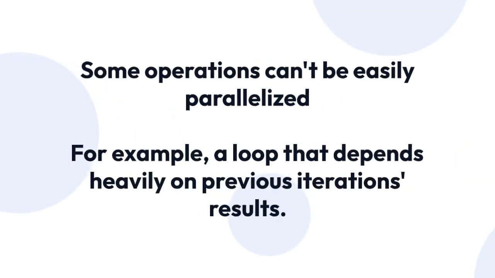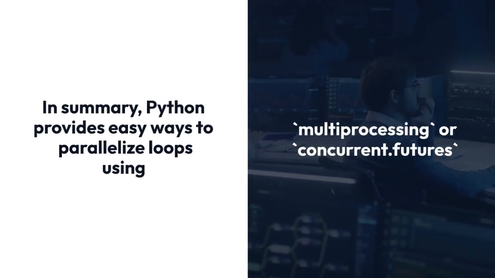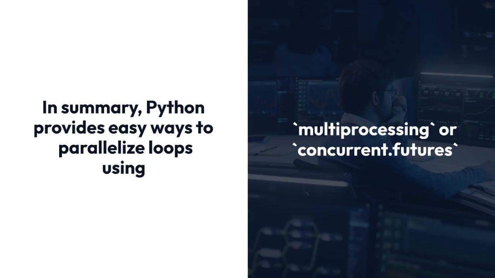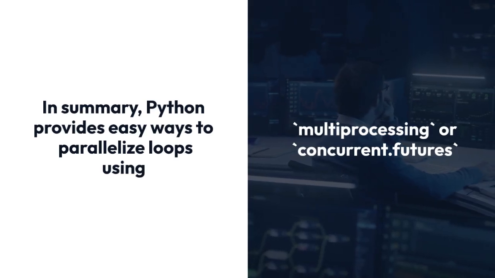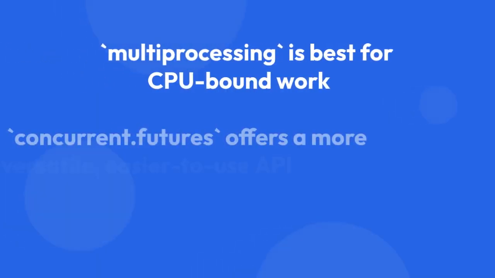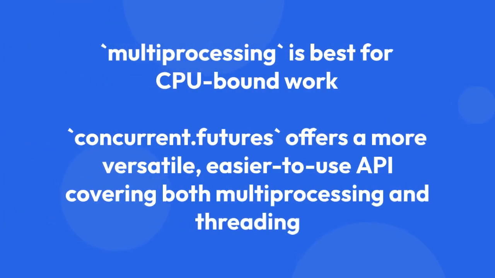Finally, some operations can't be easily parallelized. For example, a loop that depends heavily on previous iterations' results. In summary, Python provides easy ways to parallelize loops using multiprocessing or concurrent.futures. Multiprocessing is best for CPU-bound work, and concurrent.futures offers a more versatile, easier-to-use API covering both multiprocessing and threading.